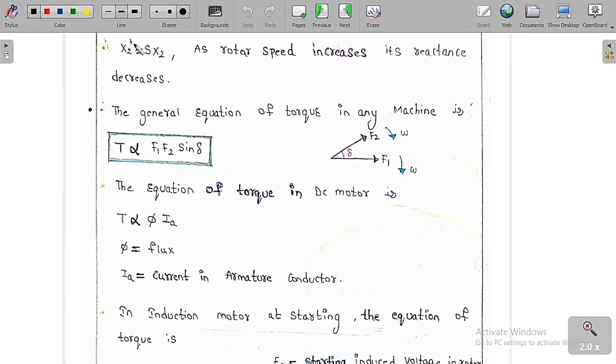As this reactance decreases, definitely we can say angle theta decreases. So power factor will improve. The power factor of the rotor will improve during the running conditions.